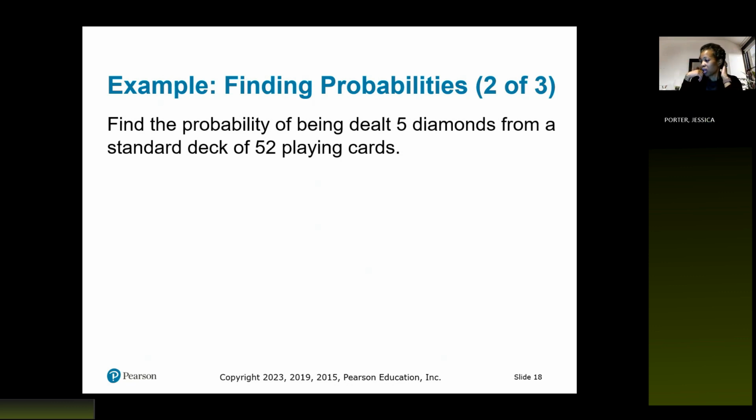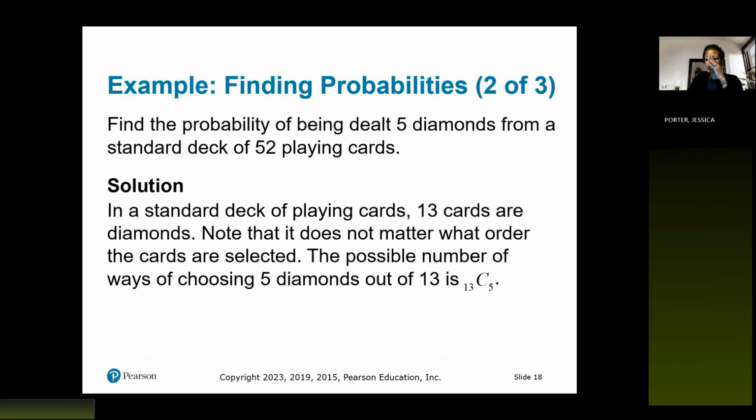Okay. All right. Find the probability of being dealt 5 diamonds from a standard deck of 52 playing cards. So we need to do a bit of background here. In a standard deck of playing cards, 13 cards are diamonds. It does not matter what order the cards are selected. The possible number of ways of choosing 5 diamonds out of 13 is 13 combined with, or in combination with, 5.